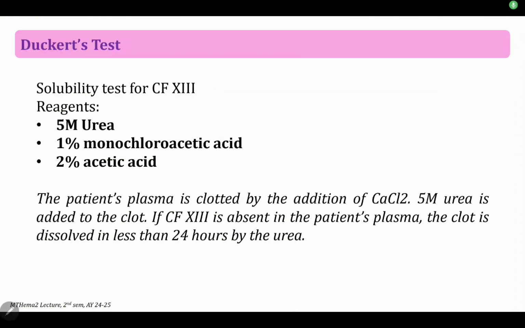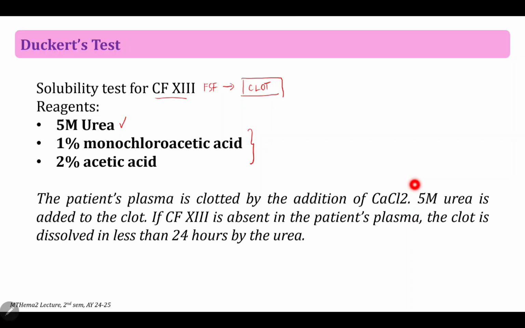Next test is your Dockert's test, which is a solubility test for factor 13. Your factor 13 is your fibrin stabilizing factor, which is important for you to be able to stabilize your clot in the coagulation mechanism. Okay, now the main reagent that we use for Dockert's test is your 5 molar urea. Other substitutes that can be used as a reagent for Dockert's test is your 1% monochloroacetic acid and your 2% acetic acid.